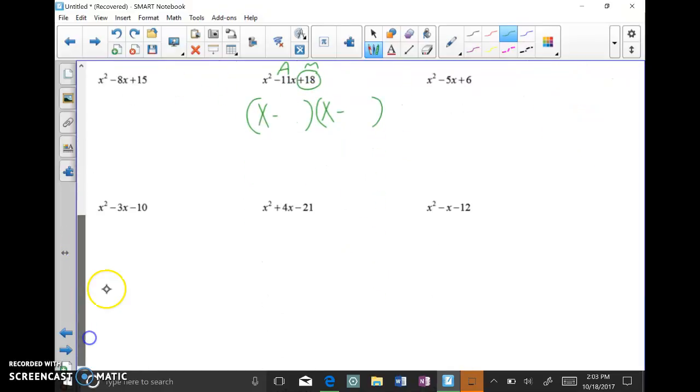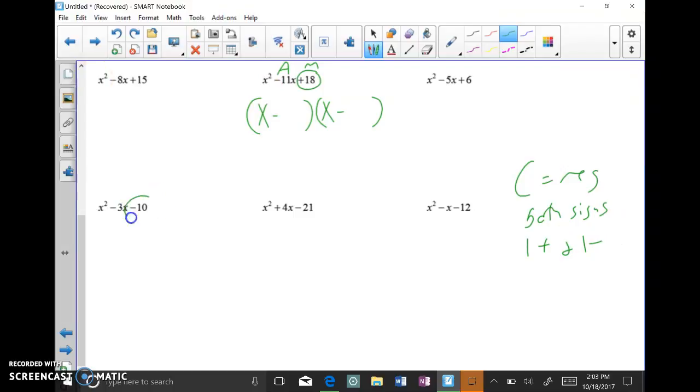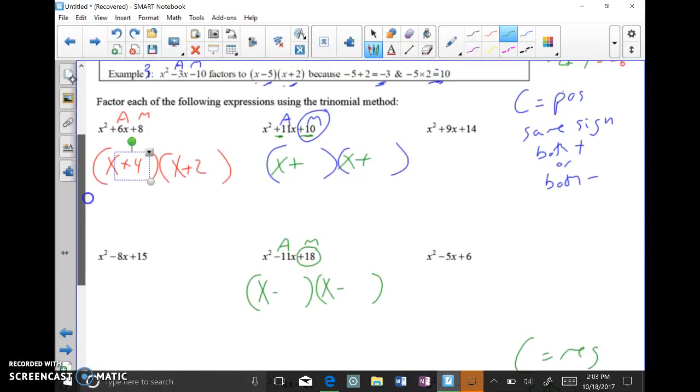And when you see down here, anytime c is negative, you're going to have both signs: one positive and one negative. So automatically, anytime I see a negative there, I know it's going to be x plus something and x minus something. That's helpful, I think, in figuring these things out.